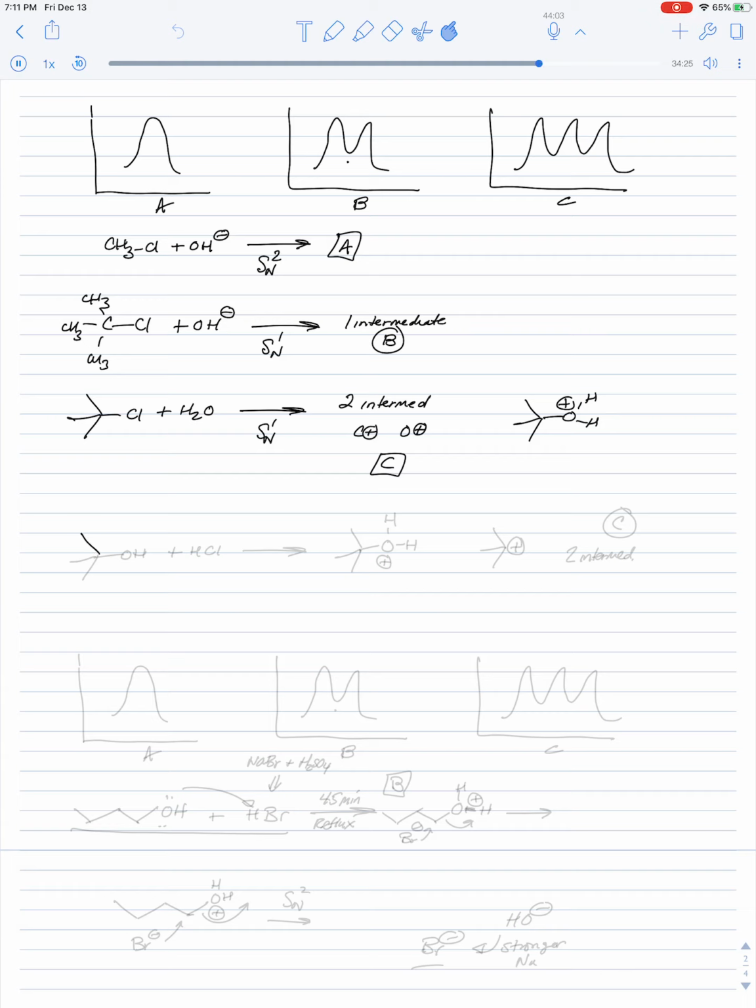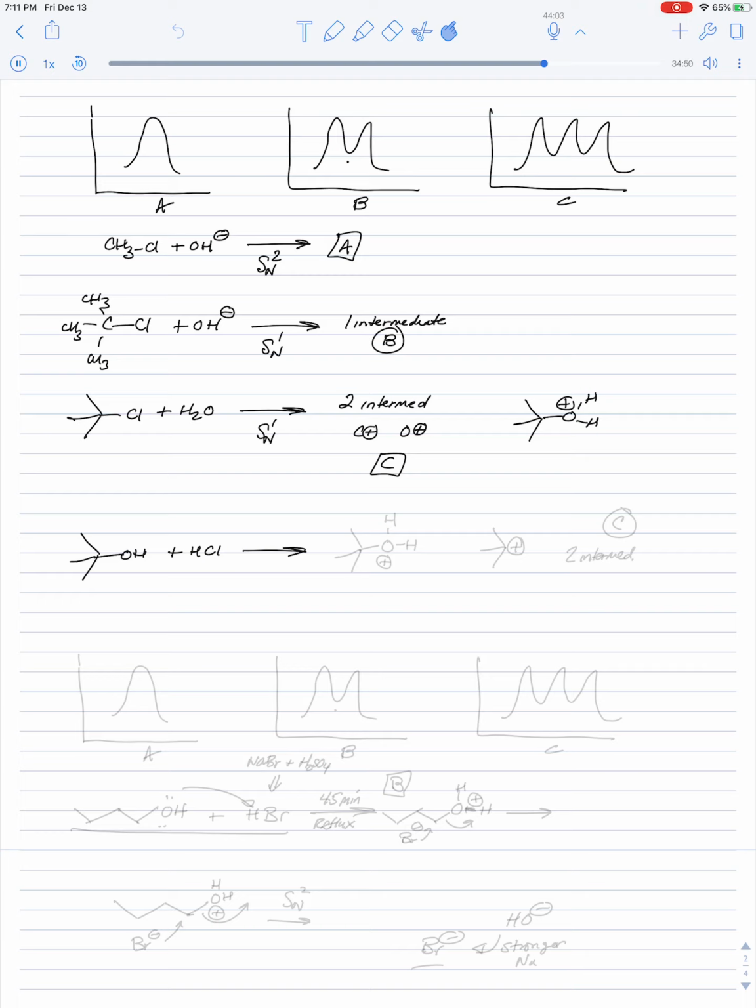One more. Because I can then do that with alcohols. Let's react tertiary-butyl alcohol with HCl. What diagram would fit that mechanism?